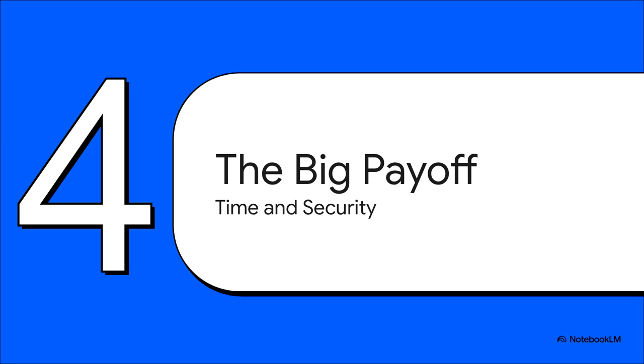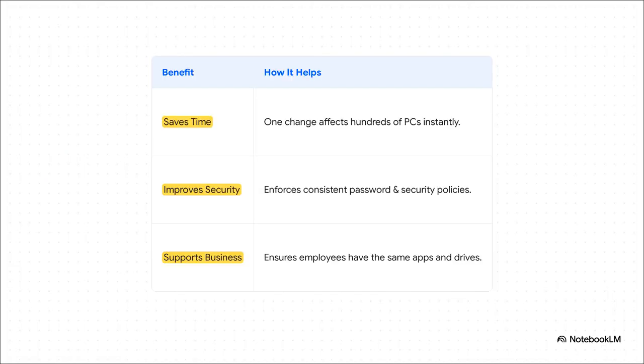What's the big payoff? Well, it really just boils down to two huge things that every organization needs: saving a ton of time and having rock-solid security. And the benefits are just massive. First, you save an incredible amount of time. One person can make a change that affects thousands of computers in minutes, not weeks. Second, your security gets a huge boost. By forcing everyone to have a strong password and follow the same rules, you get rid of those weak spots. And finally, it just makes business run smoother. Everyone gets the apps and drives they need automatically, so the whole place is more consistent and productive.